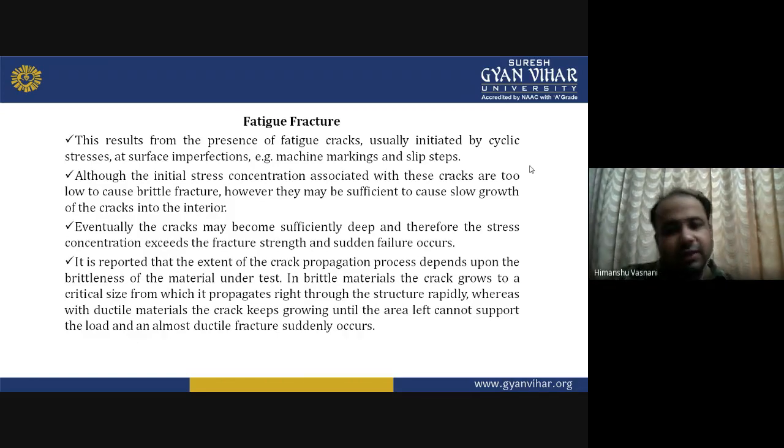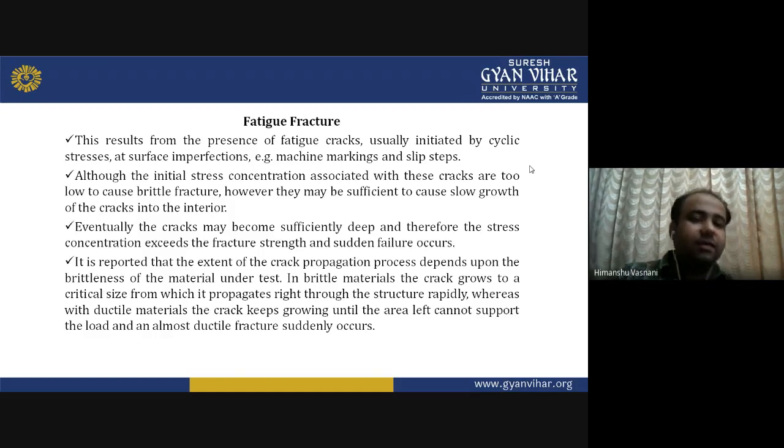Eventually, the cracks may become sufficiently deep, and therefore the stress concentration exceeds the fracture strength, and sudden failure occurs. You understand that the cracks can slowly grow and become sufficiently deep. So the crack propagation takes place, the stress concentration exceeds the fracture strength, and failure occurs.